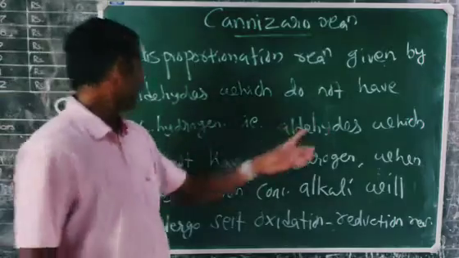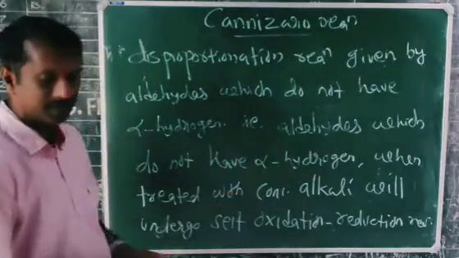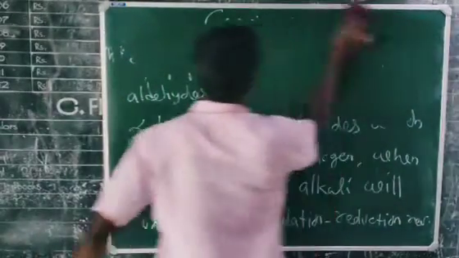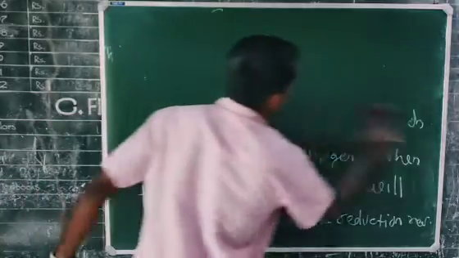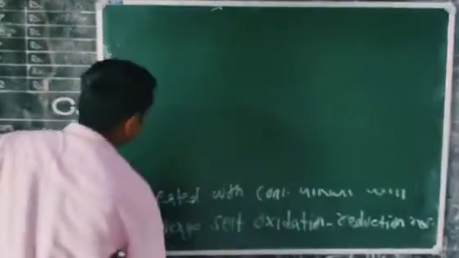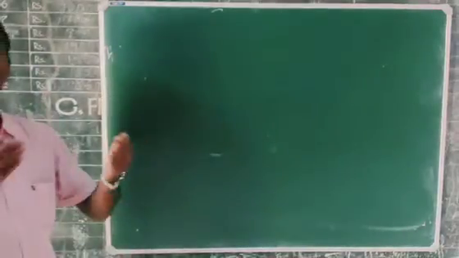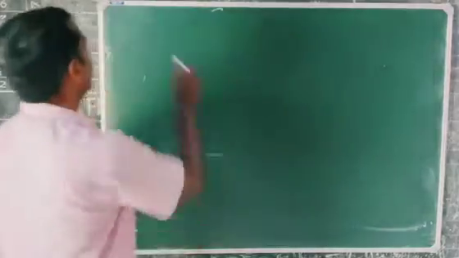That means aldehydes which do not have alpha hydrogen, when treated with the concentrated alkali, will undergo self-oxidation reduction reaction. One molecule will undergo oxidation and change into the corresponding salt of carboxylic acid, and the other molecule will undergo reduction to give the corresponding alcohol.